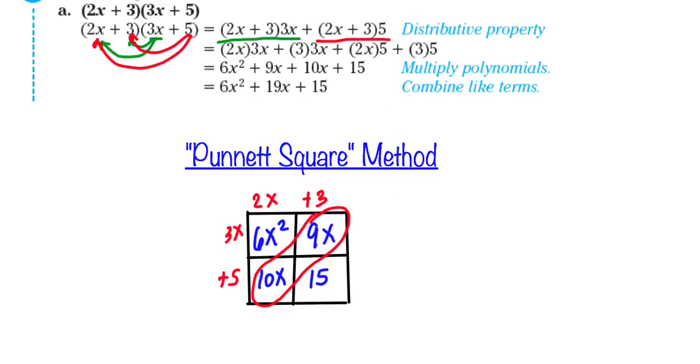So what do I do? I simply get what's in my Punnett square, which is 6x squared, I add what's inside the diagonal, which is 19x, and I add 15. So using the Punnett square, we are able to multiply 2x plus 3 times 3x plus 5. Both methods work. It's up to you which method you find easier to work with.